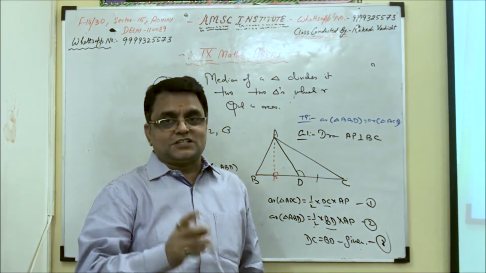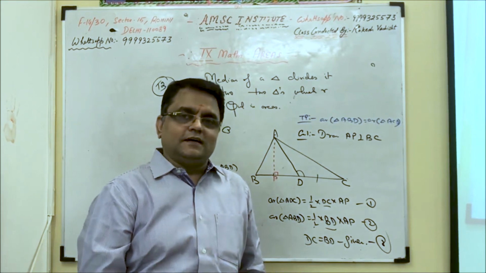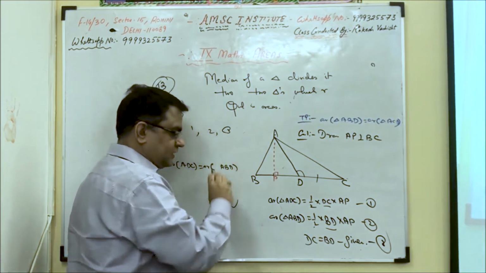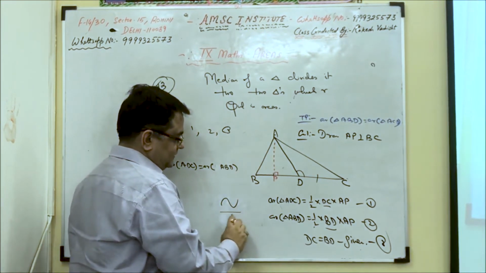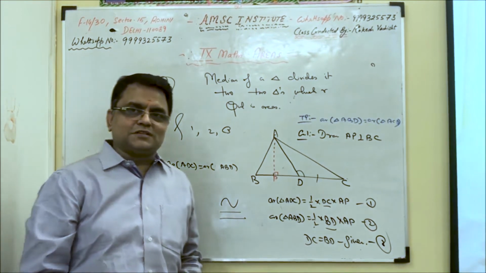What does congruency mean? Shape and size both should be the same, right? So this is the symbol for the shape and this is for the sizes. Right? Very good question.